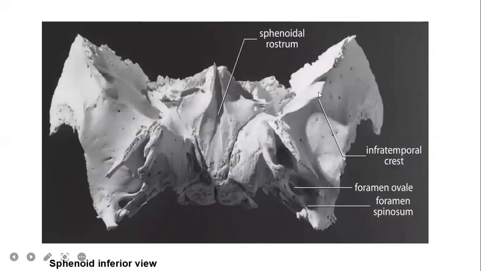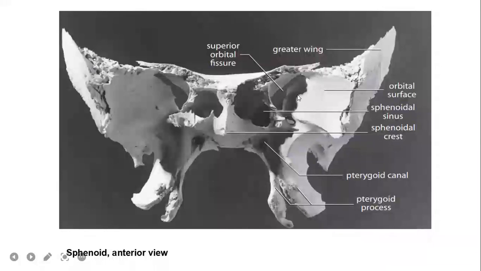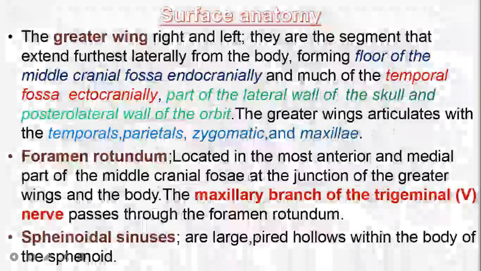Infratemporal crest, we shall check. The foramen ovale is right there. Then we have the foramen spinosum. Remember, this is the sphenoid bone from the inferior view. So the superior orbital fissure, the greater wing is right there. Then the orbital surface, sphenoidal sinus, which is the greatest. Then we have the sphenoidal crest, then the pterygoid canal, and the pterygoid process, which let's check.